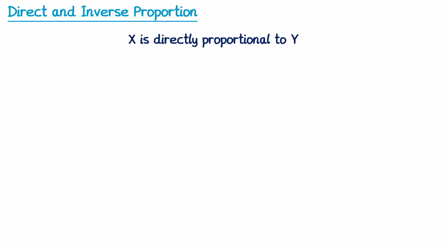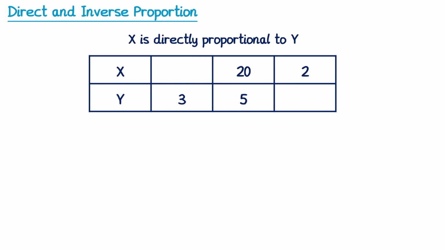So you may be told that x is directly proportional to y, and then given a table of values that you need to complete. Remember, when x is directly proportional to y, there's some constant k, so that x is equal to ky. We just need to work out what that constant is. Now if they give you a table like this, you'll always have one pair of values. So in this table it's the 20 and the 5. You can see they're paired up.